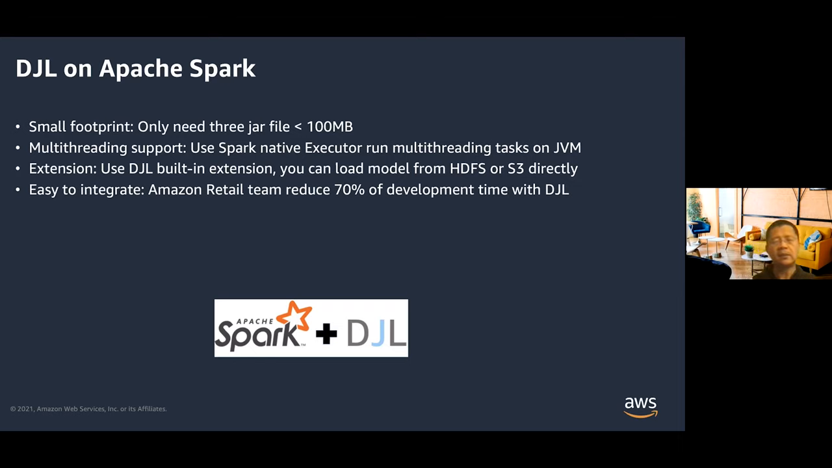And so the Amazon retail team, using DGL to deploy their models, reduced the job time by 70%. This exceeded their expectations.